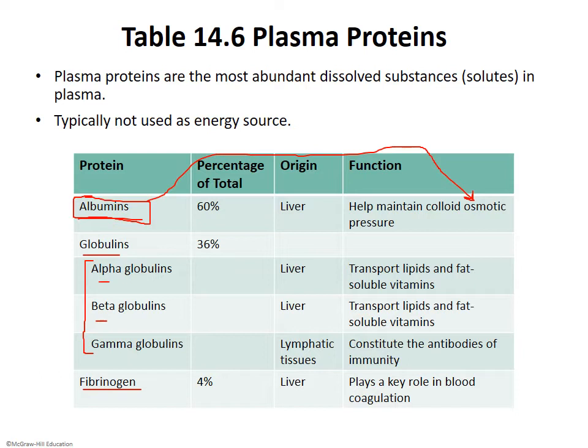And I'm not worried about those. I am worried about these. I want you to know about gamma globulins because these are the antibodies. And again, we're going to look at antibodies in the lymphatic system, and they're going to be associated with lymphocytes, the part of the white blood cells. So gamma globulins are antibodies.